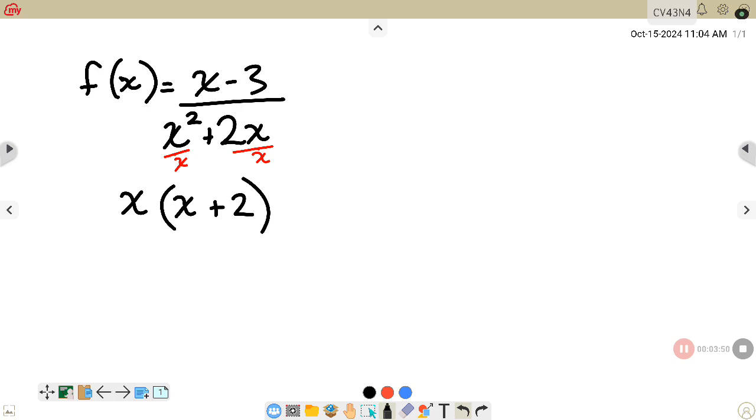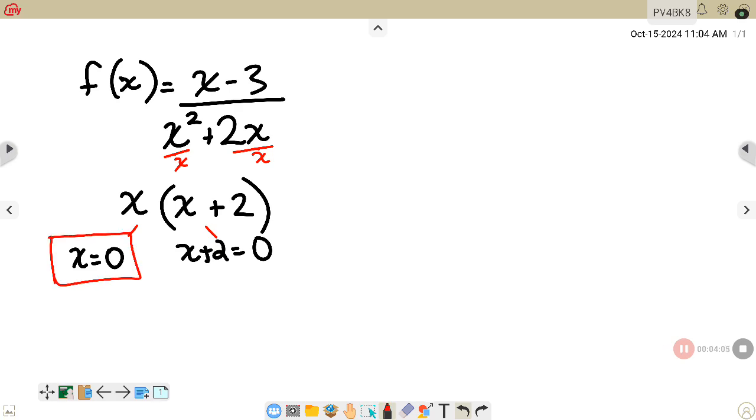So now I am in factored form, and I can set each of these factors equal to 0 and solve them for x. So this one's already solved because the x is by itself. On the other one, I will subtract the 2 from both sides to get x equals negative 2.